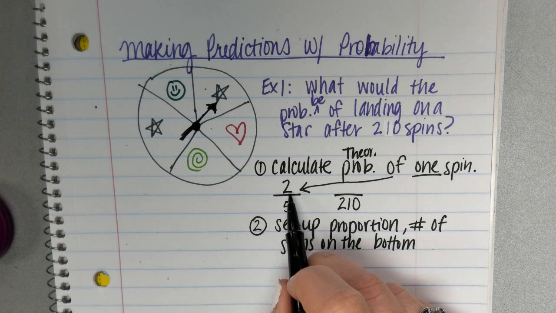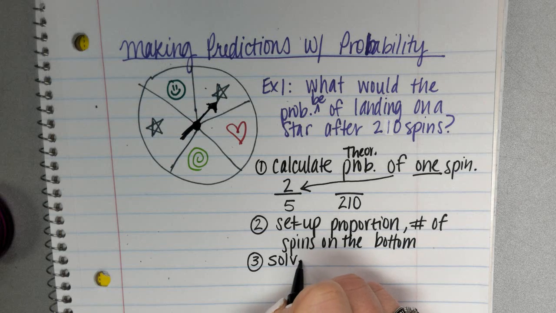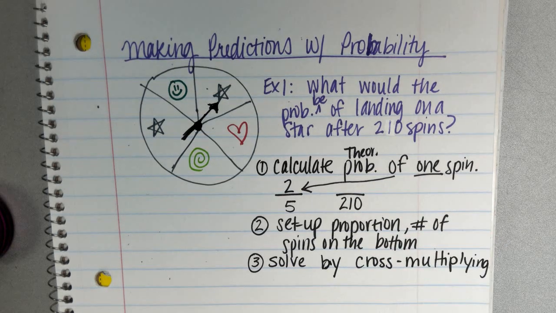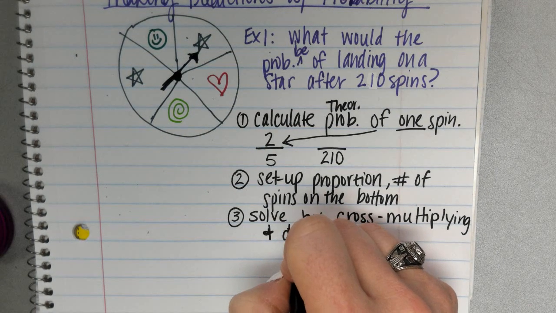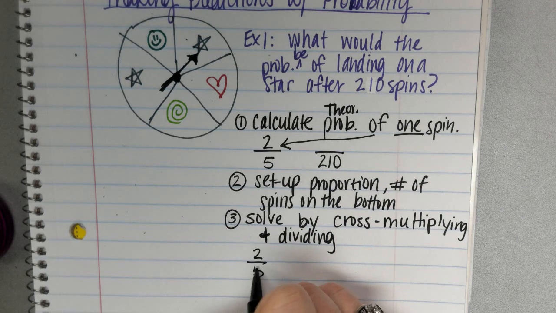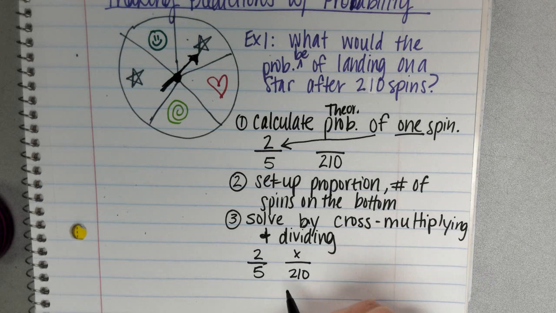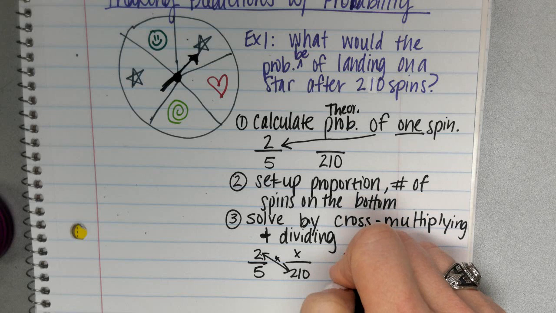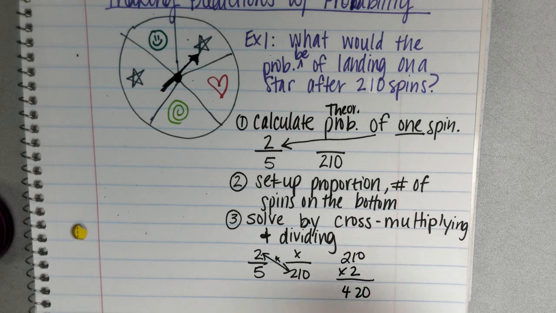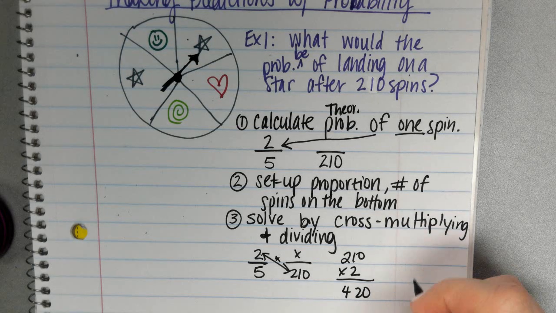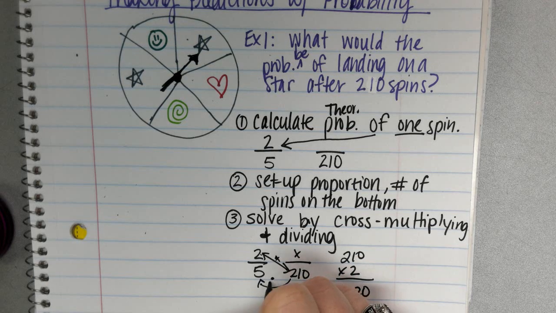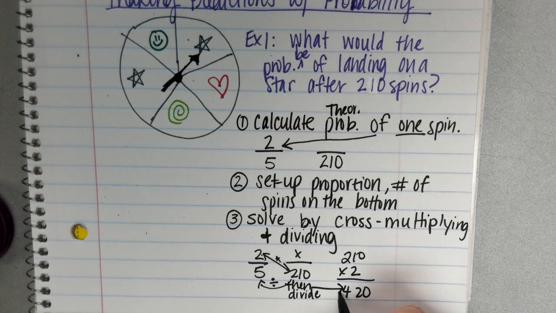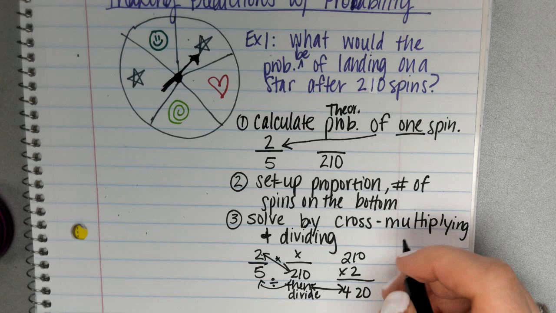Okay, so anyways, we're going to solve by cross multiplying and then dividing. So let's do that. 2/5 equals x over 210. Okay, we're going to cross multiply. So we're going to do 210 times 2, and we get 420. Okay, so then we're going to divide by 5. Make sure you're not dividing the 210 by 5, but 420 divided by 5.